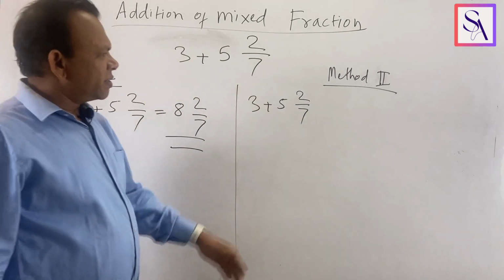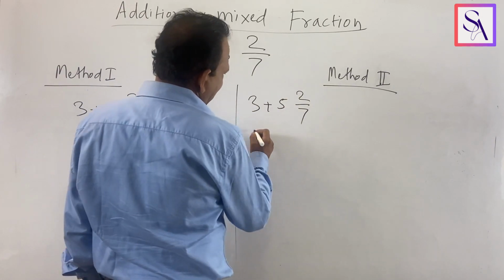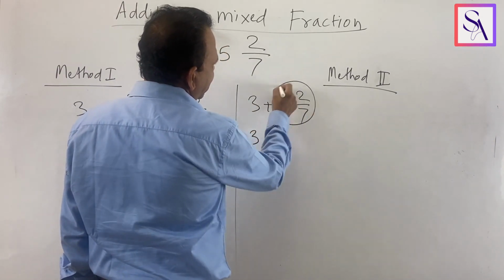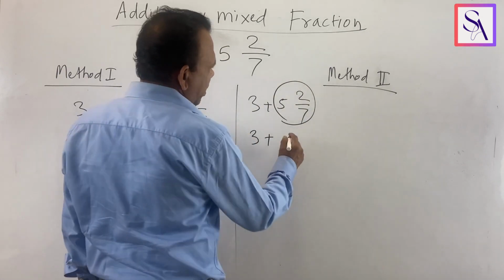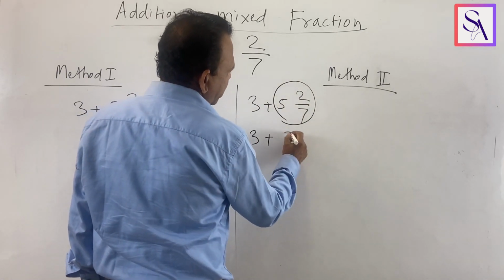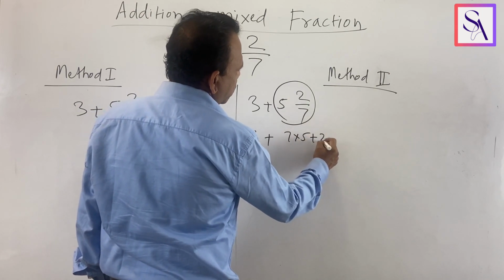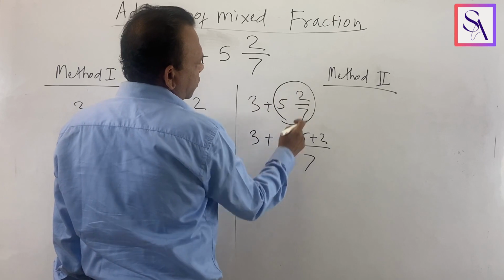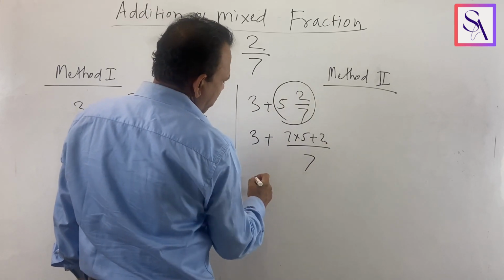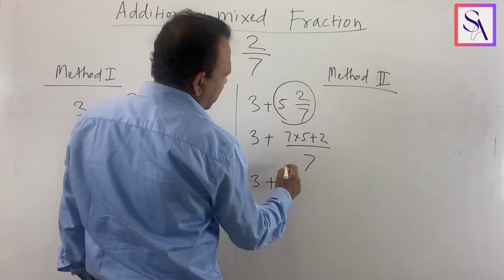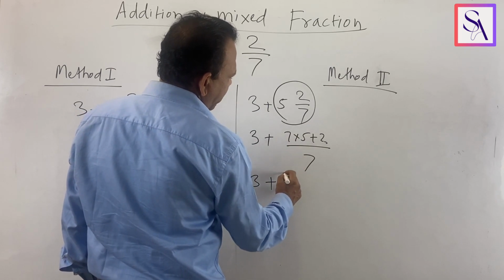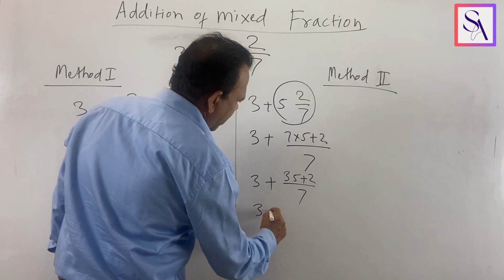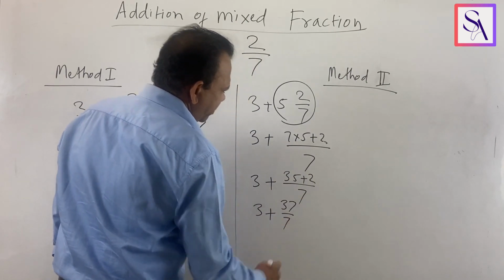So now by method second, 3 is there, I have to convert this mixed fraction into improper. So what is the method? 7 into 5 plus 2 divided by 7. So I multiply this 7 with 5 and then add 2, 7 into 5 plus 2 divided by 7. So 3 plus 7 into 5, 35 plus 2 by 7, 3 plus 37 by 7.